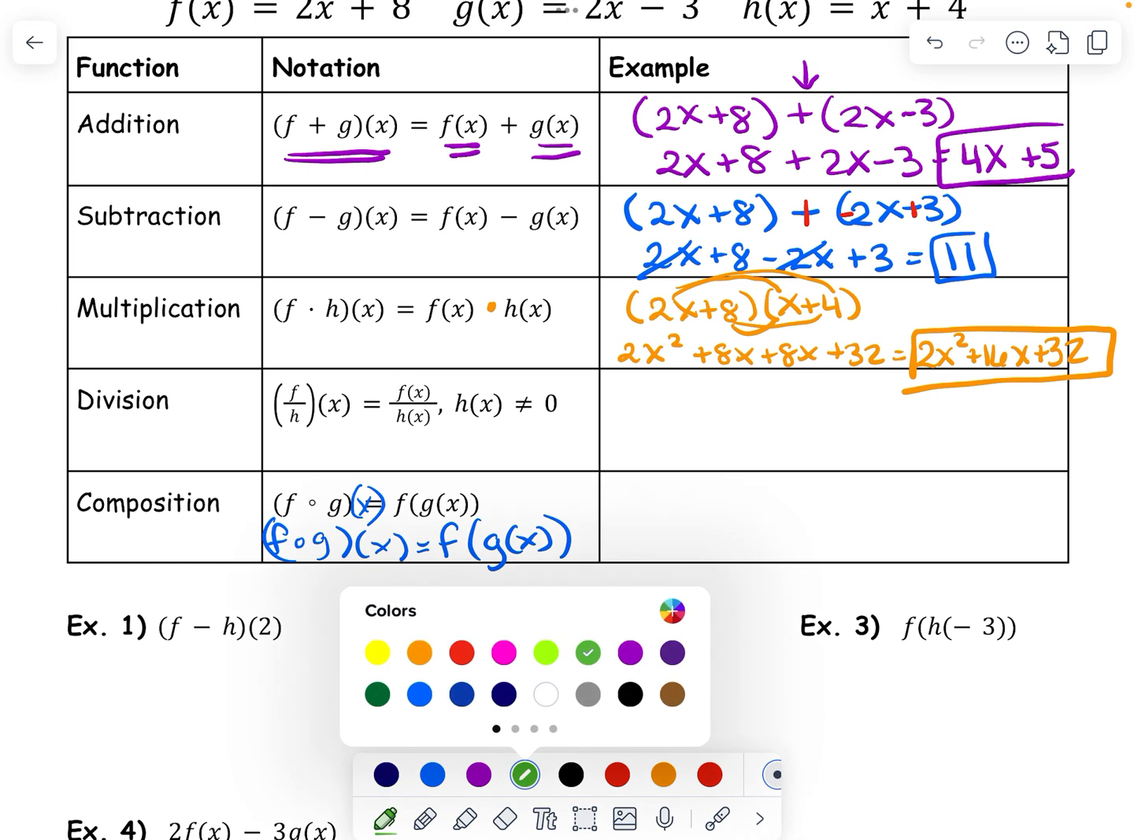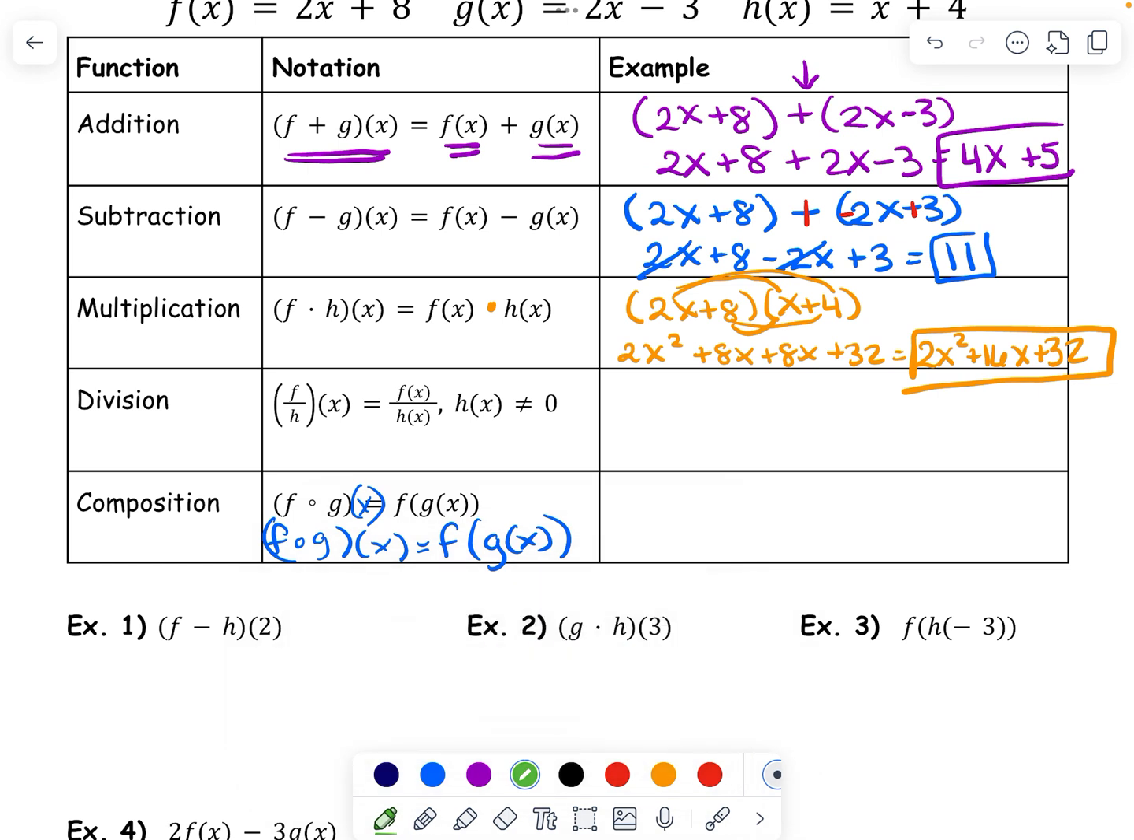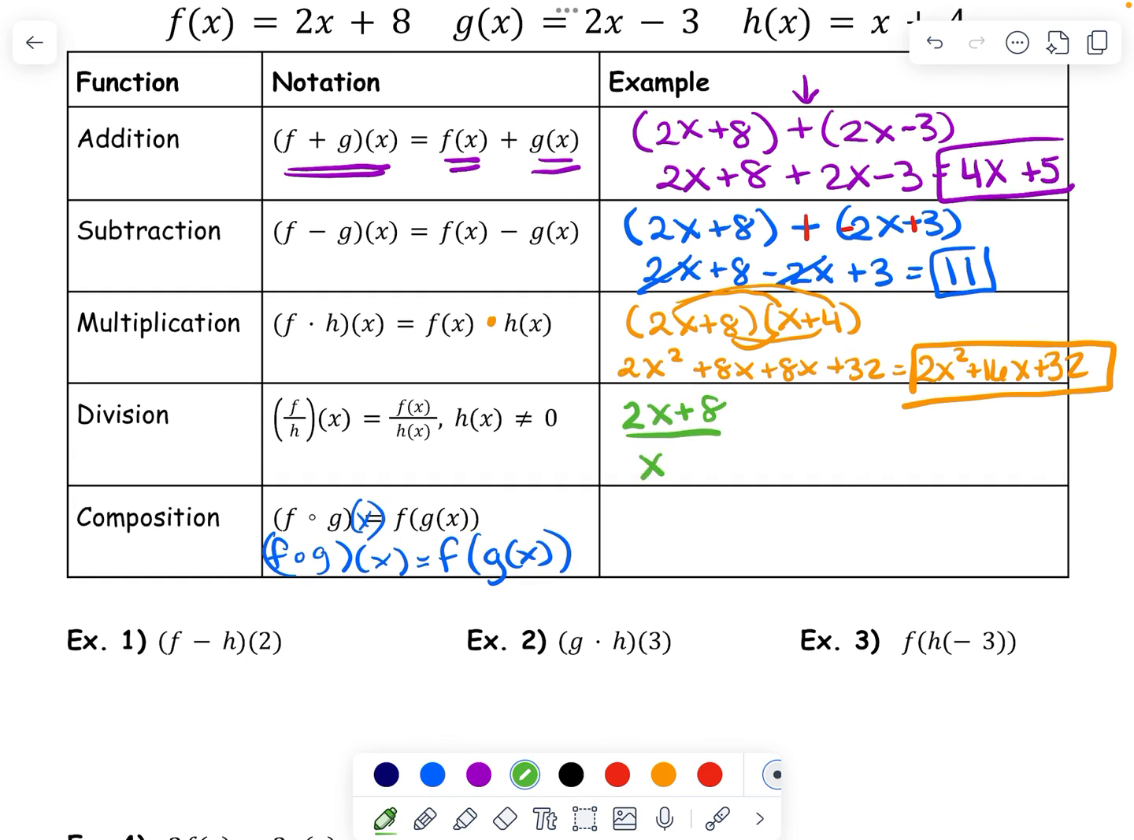Okay, next we're going to go ahead and divide. Most of the time you're just going to be putting the function that's on top over the function that's on the bottom. But occasionally you'll be able to simplify. In this case, we can simplify because we can factor out a 2, and that will leave the same factor on the top and the bottom.